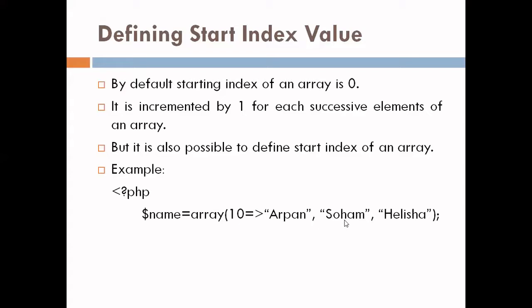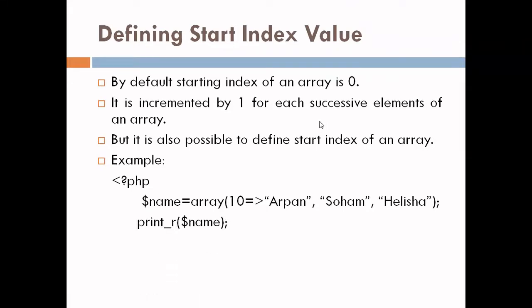Now for Soham, there is no value provided. So what will it do? It will increment by 1. So 10 will be increased by 1 and becomes 11. So at index number 11, Soham will be stored. Then for Elisha, again it will increase by 1, so Elisha will be stored at index number 12.